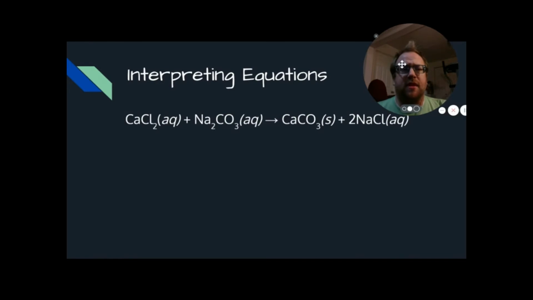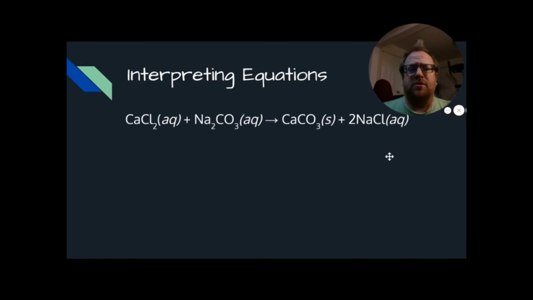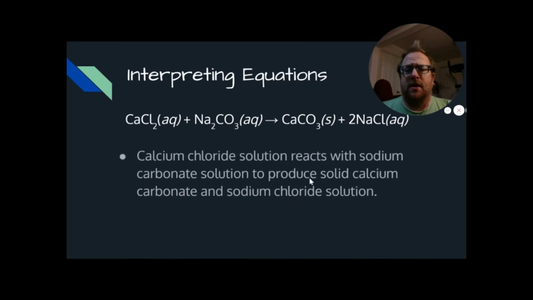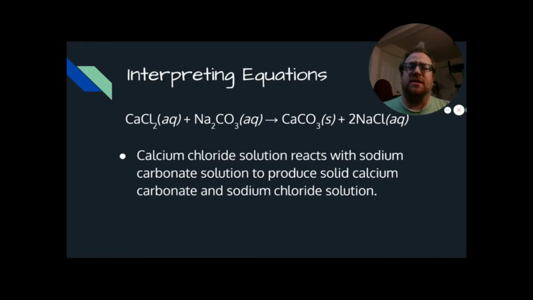So here's an example of a chemical equation. I think this is the same example we used in our last video. One way to interpret this is we just take the formula names for all of our different compounds, in addition to the states of matter that they have, and we combine them all together into a sentence. For example, calcium chloride solution reacts with sodium carbonate solution to produce solid calcium carbonate and sodium chloride solution.